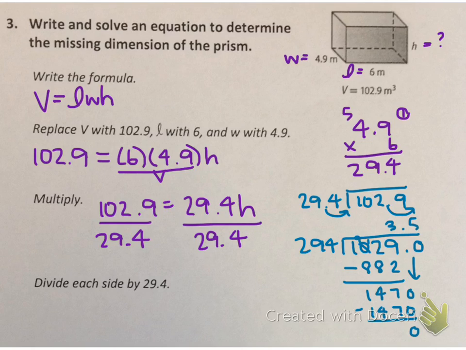When I divided 102.9 by 29.4, I got 3.5. So that means the height is 3.5, but we need to label it with our units. So if we look back at the illustration of the prism, I see m for meters. That means the height is 3.5 meters.